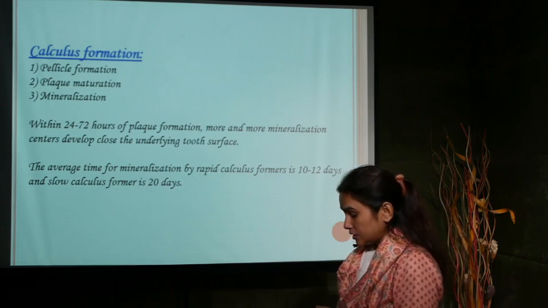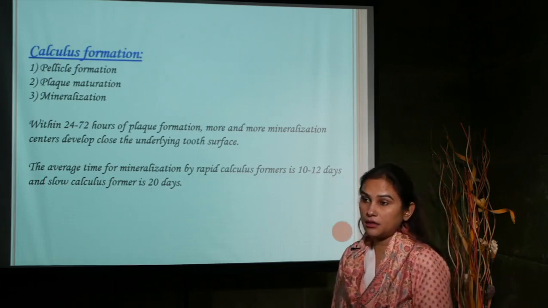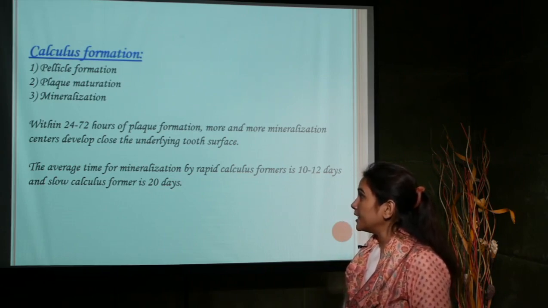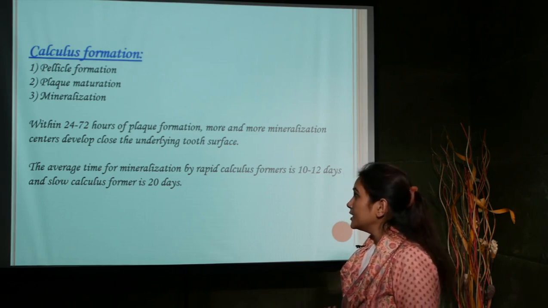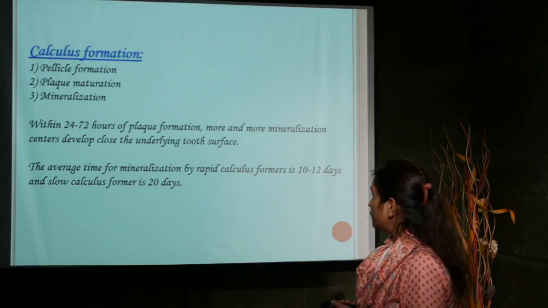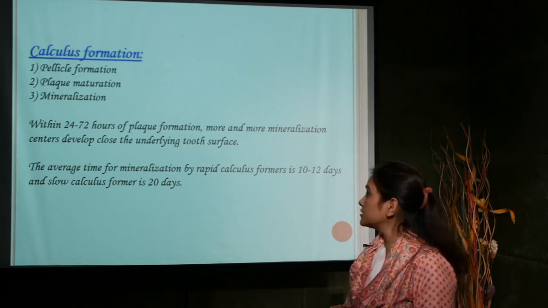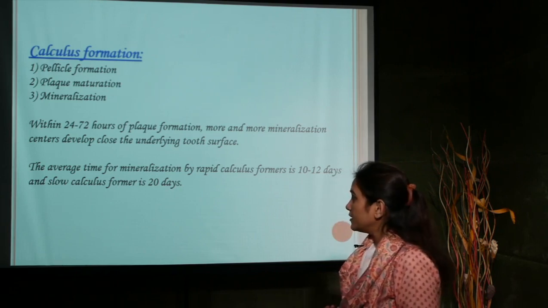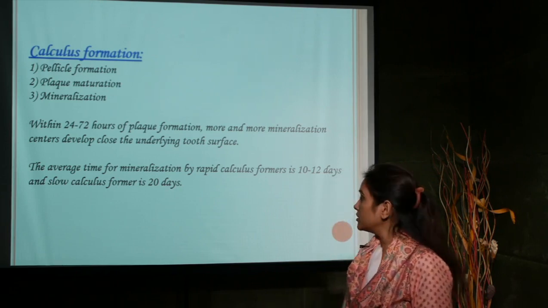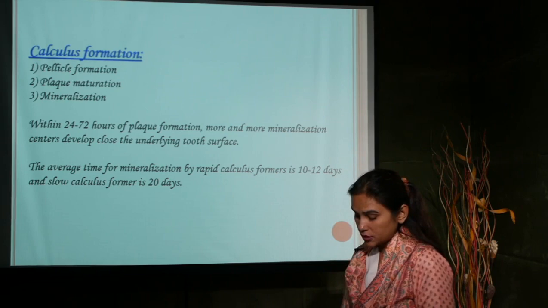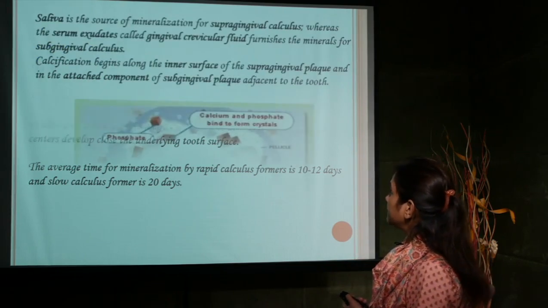Now, calculus formation. The first step is pellicle formation. This is the first step of plaque formation. First the pellicle will be formed, then plaque maturation, then mineralization of this plaque will happen. Within 24 to 72 hours of plaque formation, more and more mineralization centers develop close to the underlying tooth surface. The average time for mineralization by rapid calculus formers is 10 to 12 days, and in slow calculus formers, it is 20 days. So, within 14 to 20 days, calculus formation is completed.